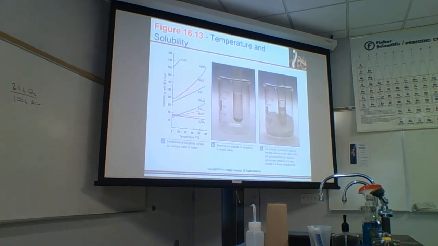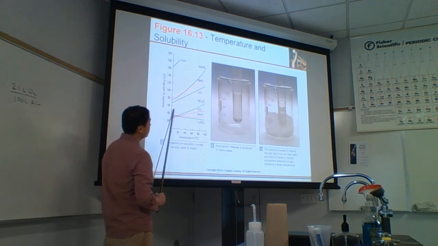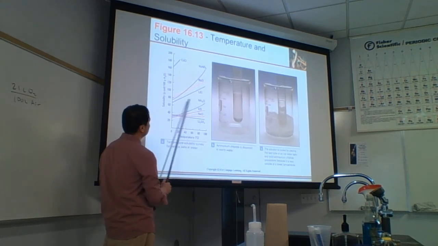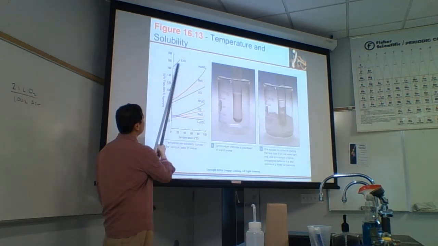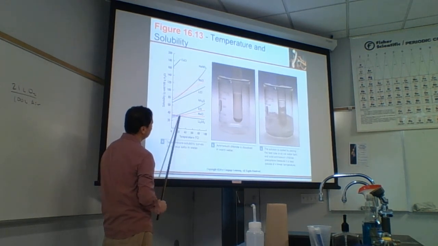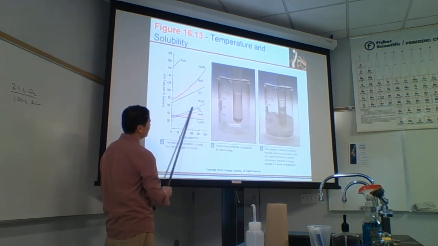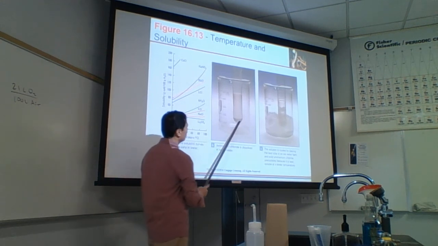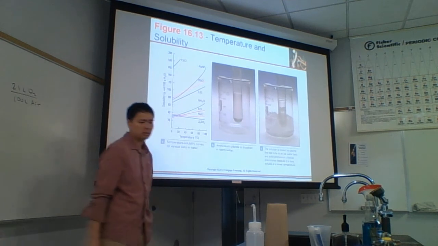Temperature: most things become more soluble as the temperature increases. So what this curve is showing is things becoming more soluble as the temperature increases. There are some things that become less soluble, like lithium sulfate here, but for the most part, the more kinetic energy we have, the more these crystals are going to be broken apart, and the solids dissolve.